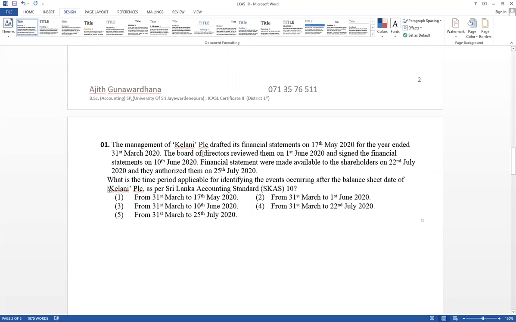It has given the management of Kalani PLC drafted its financial statement. Drafted financial statements are roughly ready by 17 May 2020, for the year end 31st March 2020. This is our accounting period.